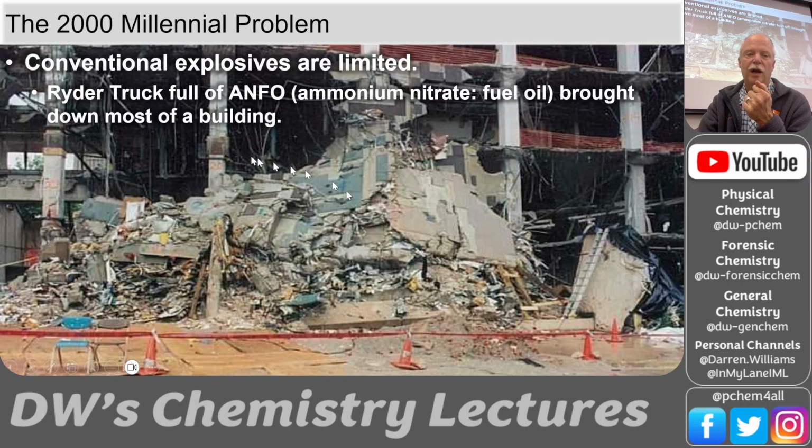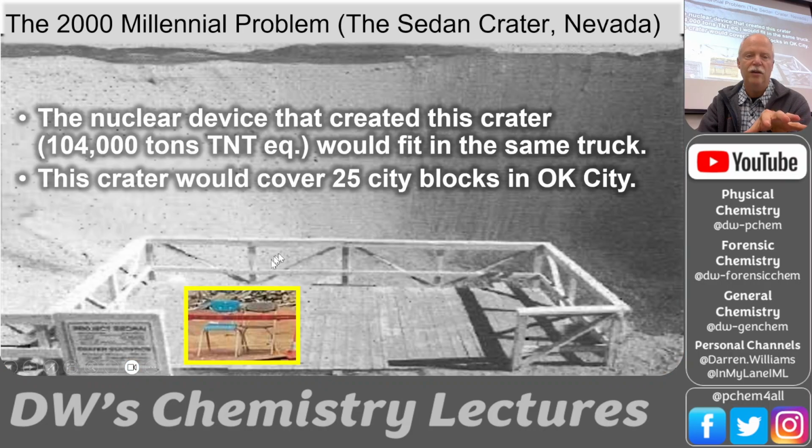This was a Ryder truck full of ammonium nitrate fuel oil, and this is the Murrah Federal Building in Oklahoma City. So this happened 30 years ago. But I show this picture because of these two chairs here. So I'm going to snip those two chairs out and put them in front of the Sedan crater. This is the Sedan crater in Nevada at the test site. This crater was one device, a 104 kiloton device, buried, I think they said, a few hundred feet under the ground at the perfect spot to create a crater.